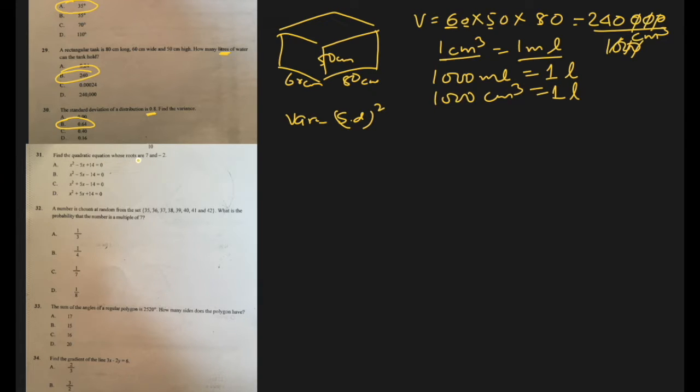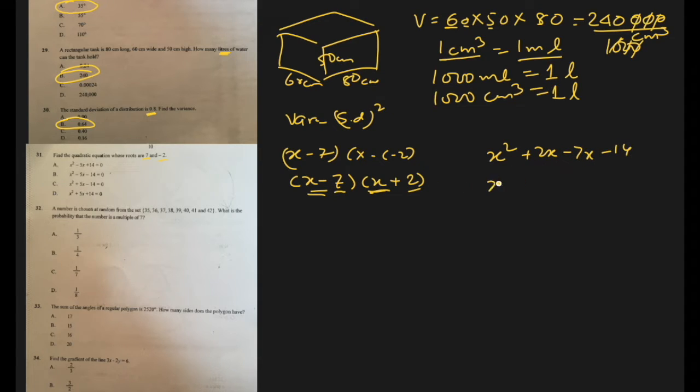Find the quadratic equation whose roots are 7 and minus 2. Whenever they say roots are this, just write x minus those roots. X minus 7 multiplied by x minus minus 2. So x minus 7 multiplied by x plus 2. This is how you convert roots into equation and just expand this. X times x will be x square. X times 2 will be 2x. Minus 7 times x. Minus 7 times 2. So x square minus 5x minus 14.